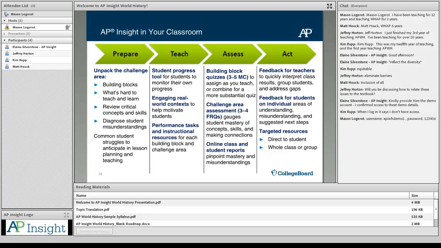So what you're going to notice for each challenge area is that there are resources to help you as you decide when you're going to do these challenge areas. These resources are going to help you prepare for it, teach it, assess it, and then act on those assessments. So let's look at prepare first.